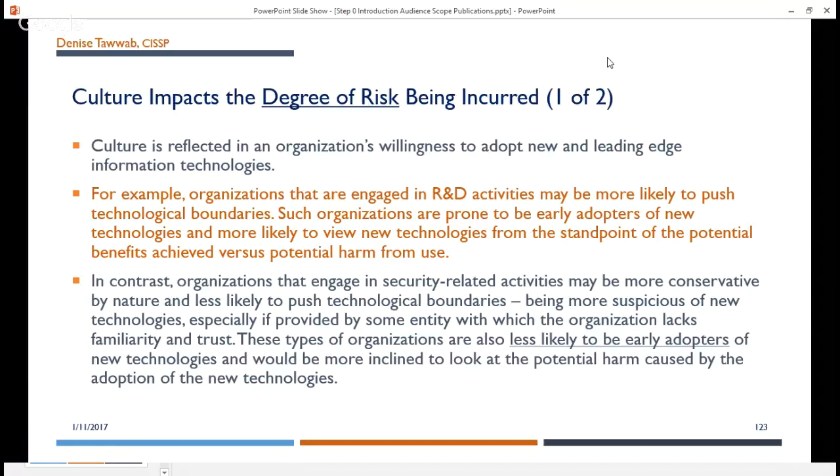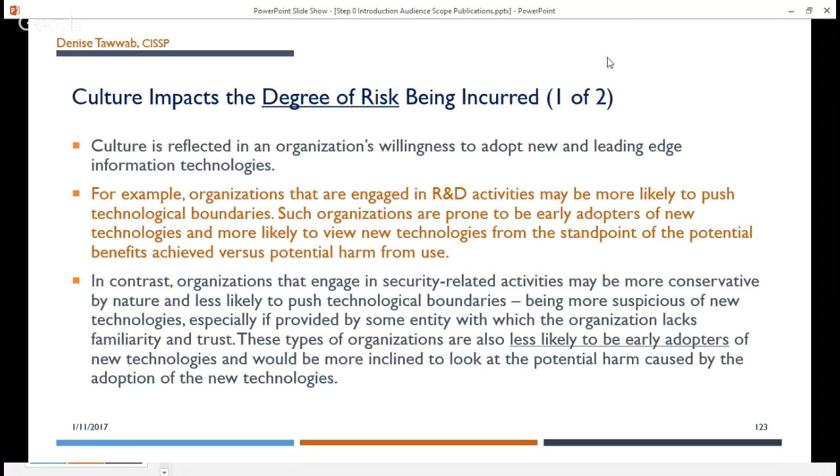Culture impacts the degree of risk that your organization will incur. It reflects an organization's willingness to adopt new and leading-edge information technologies. Some businesses, they've got their systems, they're working, they don't see a need to update. Other companies always have the latest and greatest technology. Know the culture of your organization because it will impact your risk management.